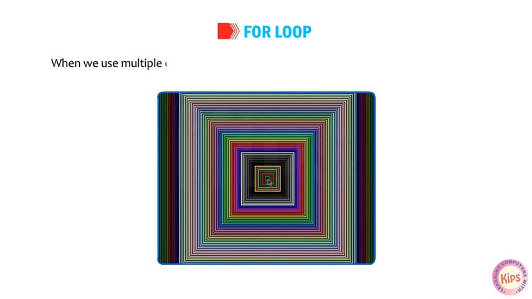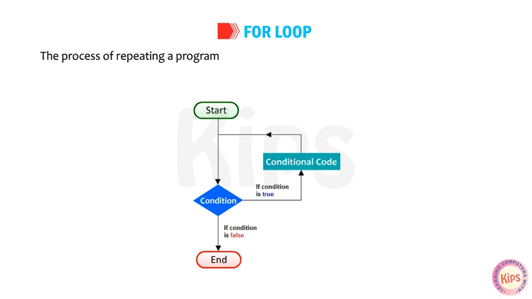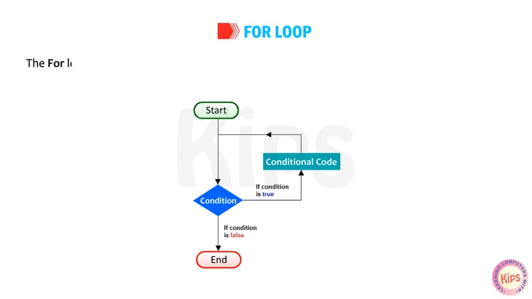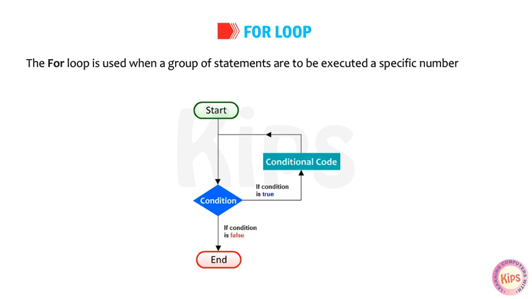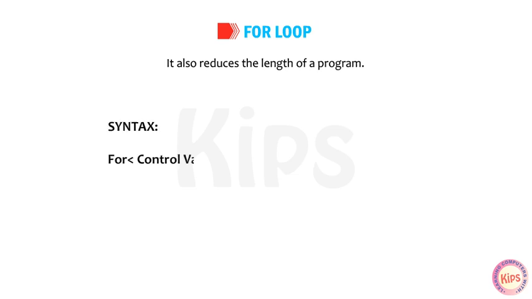When we use multiple counters in large programs, it makes the process quite tedious. The process of repeating a program segment in a loop can be simplified and controlled by using the looping statement. The for loop is used when a group of statements are to be executed a specific number of times. It also reduces the length of a program. The syntax is: for control variable equals initial value to final value.